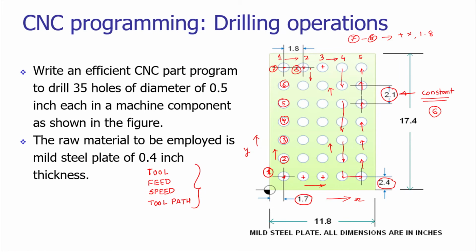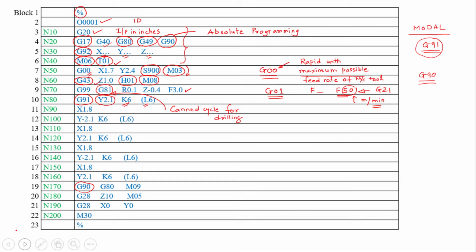So from hole number 8 we are moving in the downward direction, in the negative y direction. From this position we are moving along the negative y direction for how many holes? 1, 2, 3, 4, 5, 6. So 6 holes, but the distance is not positive, it is negative. That information we will write here. So we are moving in the negative direction along y by a distance of 2.1 inches, and the number of holes to be drilled is 6.